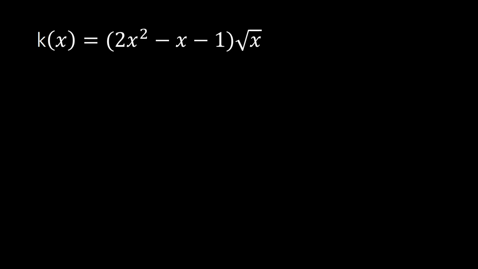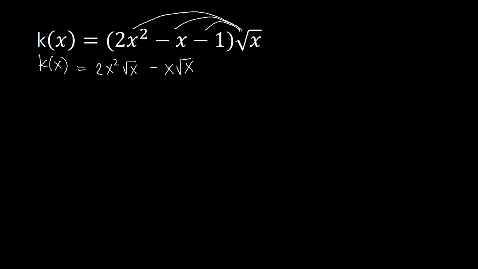So again, I'm using the first method here. I'm going to distribute the square root of x inside. So this will now be the resulting k of x. That will be equal to your 2x squared multiplied with the square root of x, so this will now be 2x squared square root of x. And then this one, we distribute that one here. This will be minus x square root of x. And then we distribute that one here. We have now a negative 1 times square root of x. We have a minus square root of x here.